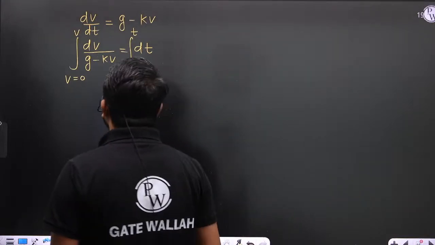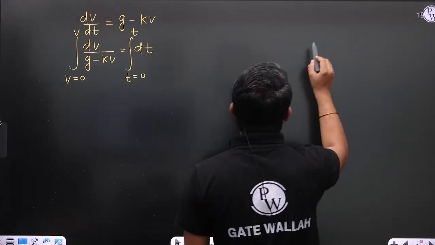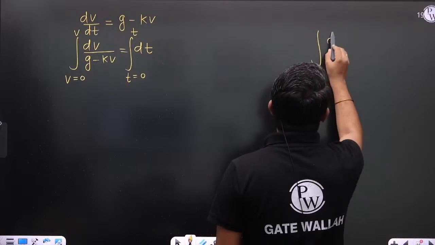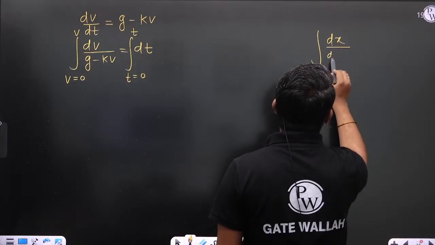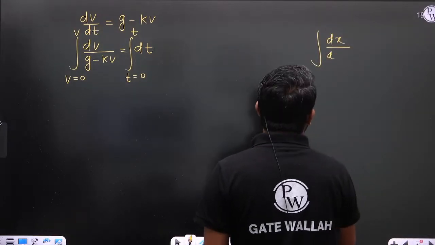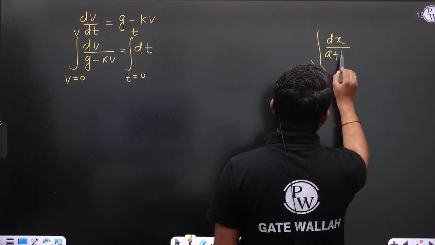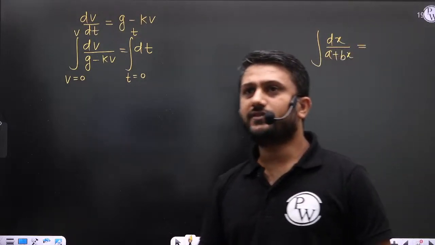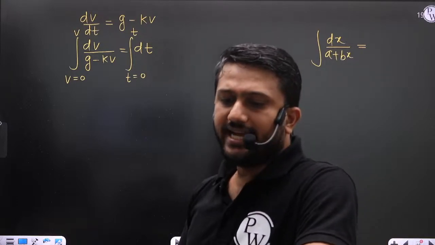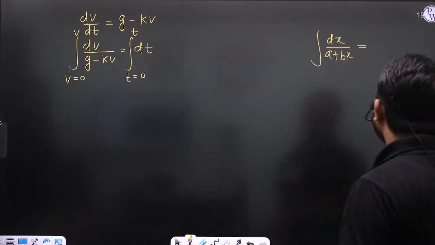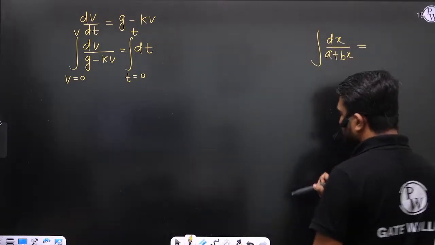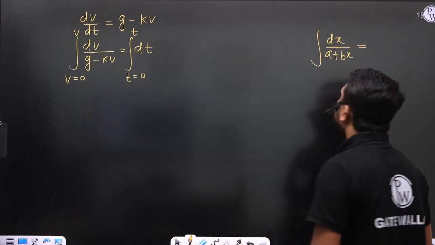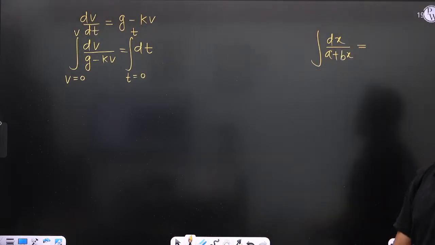Okay. Now you know the integration of this, dx divided by a plus bx. What is the integration of 1 upon a plus bx? You know that, right?